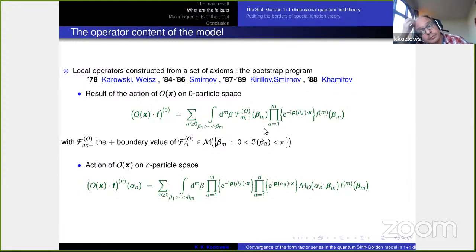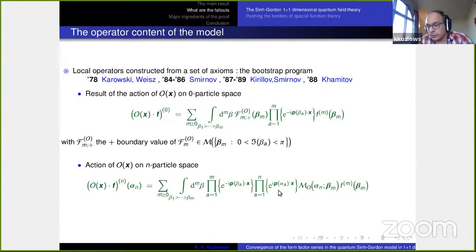And then general principles will tell you that this integral kernel is actually the plus boundary value of a certain meromorphic function in the physical strip, where each single component of the rapidity vector β_m has imaginary part between 0 and π. And then, more generally, the action of the operator on the n-particle space will produce a function of n variables α_n.